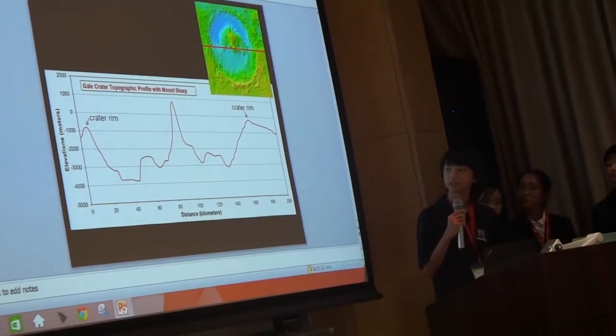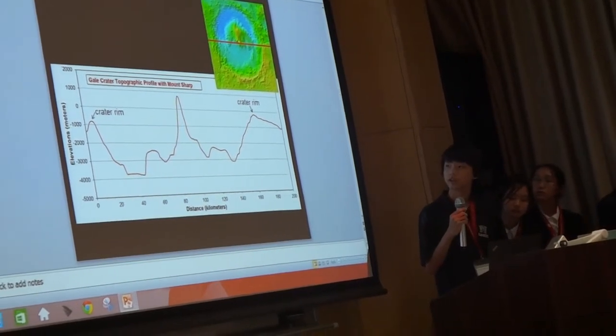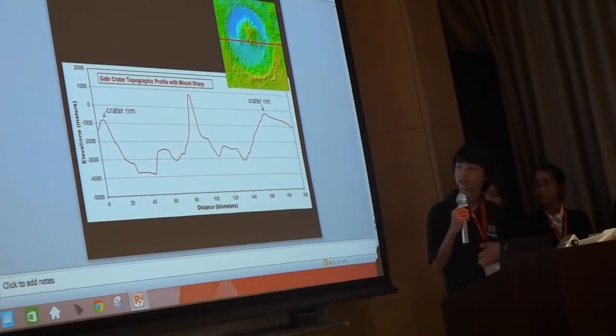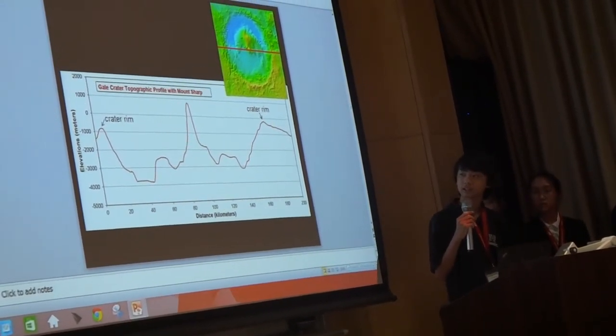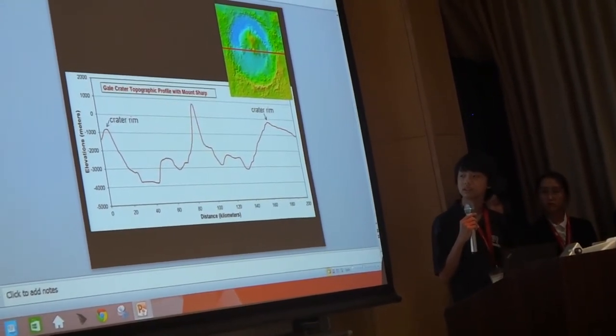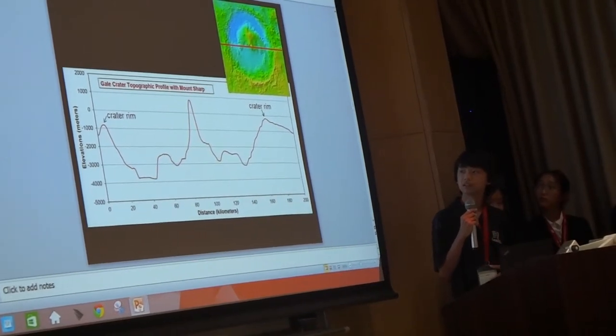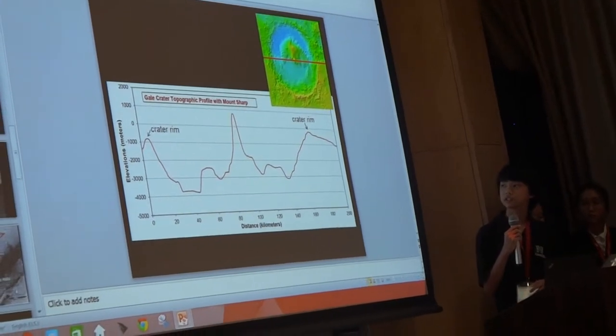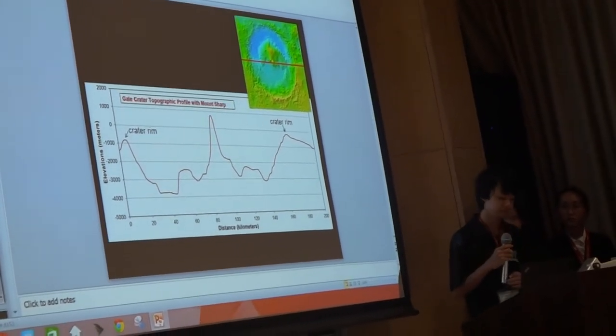You can tell from the graph where the crater rim and the other crater rim are, and as the line goes along the crater itself, you can see the different elevations, up and down.